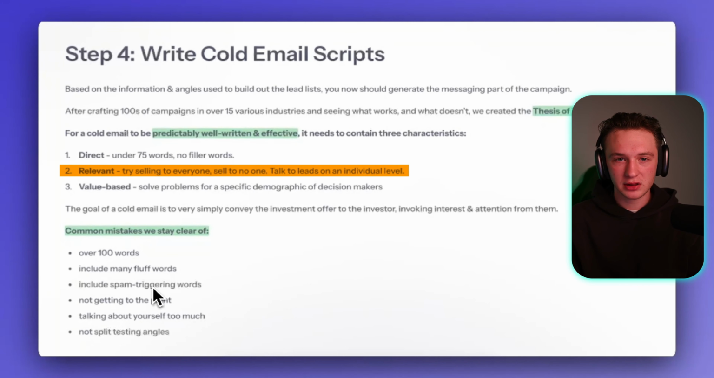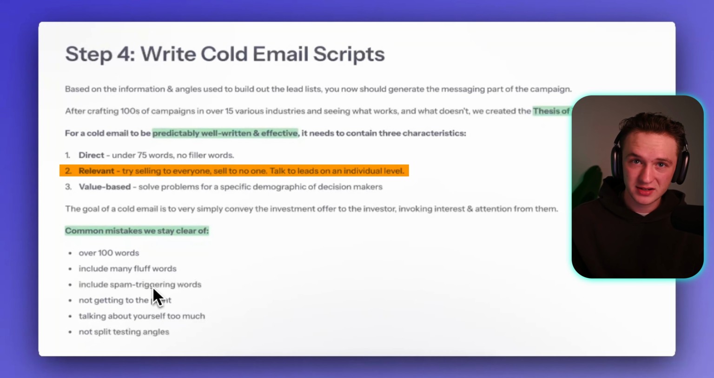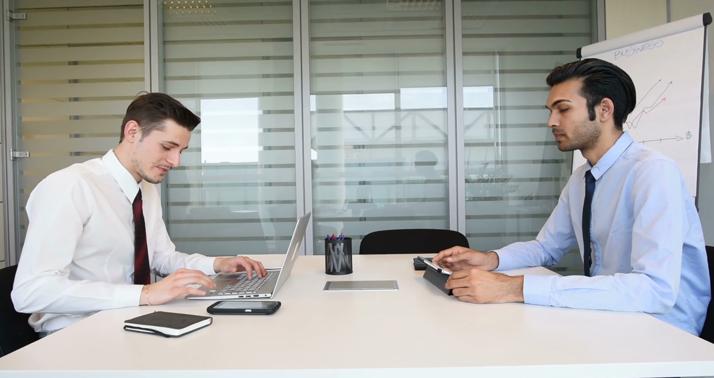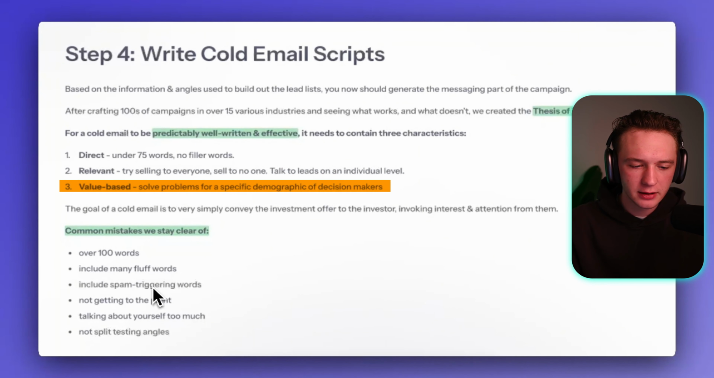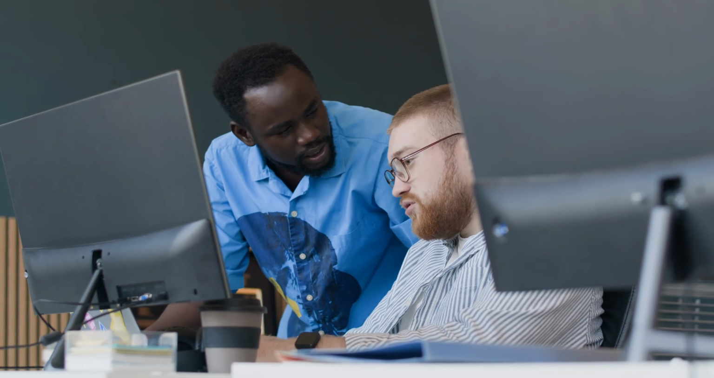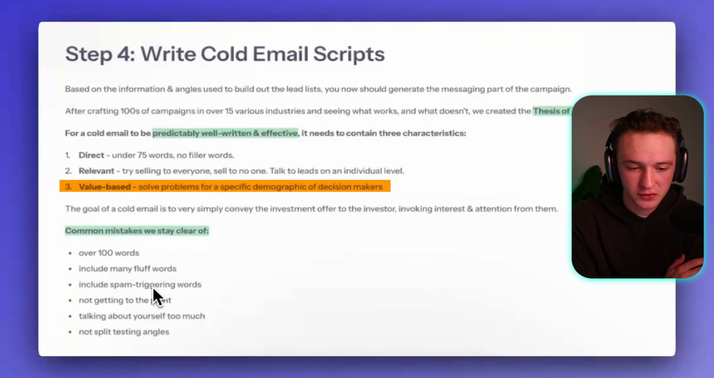Number 2 is relevancy. So if you try to sell or pitch to every single investor possible, you're going to end up pitching to no one, right? You're not going to get any deals, you're not going to get anything. You need to talk to these investors on a very one-to-one or individual level. And then lastly, value-based. So solve problems, right? What is in it for them? The only reason that these people are going to be responding to you is because they see some benefit for themselves, right? And you need to portray that in the first few emails.